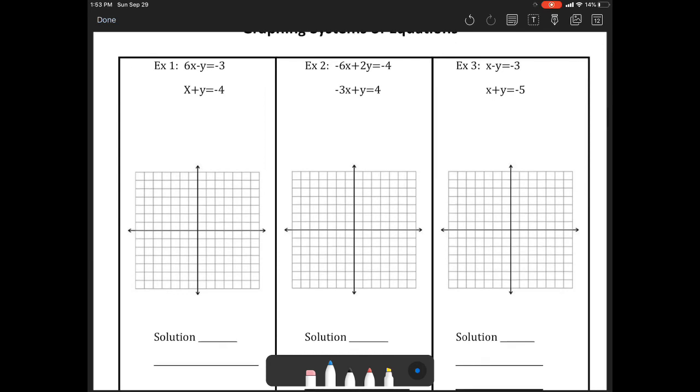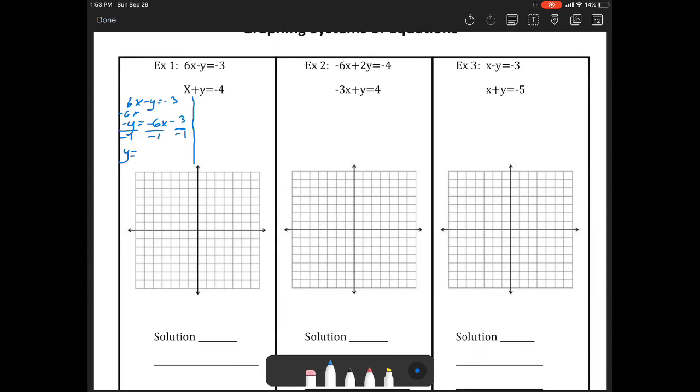Okay, so we have 3 more problems. Both of these over here, we're going to have to switch into slope-intercept form. So we have 6x minus y equals negative 3. I'm going to subtract 6x on both sides and get negative y equals negative 6x minus 3. So I need to get that negative away from my y, so I'm going to divide by negative 1 all the way across.